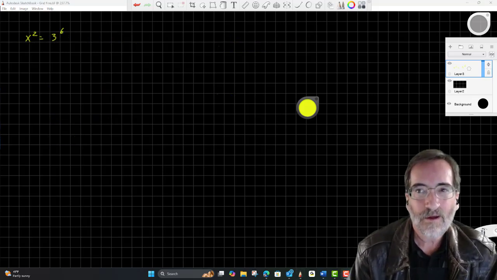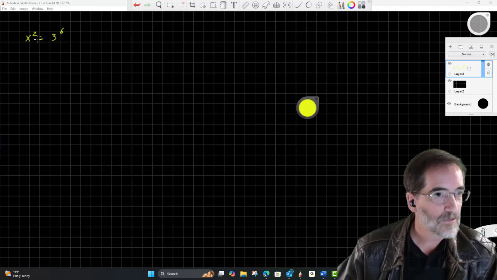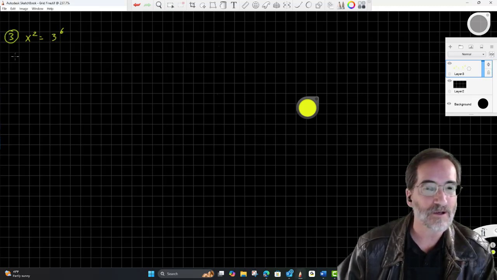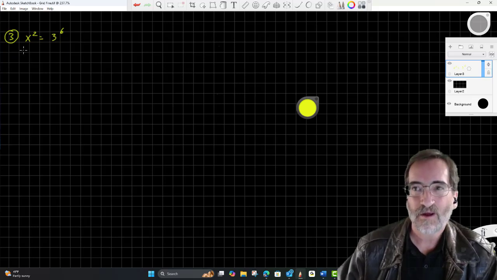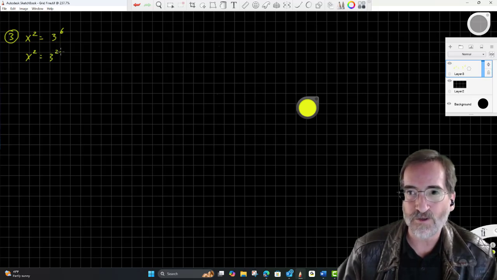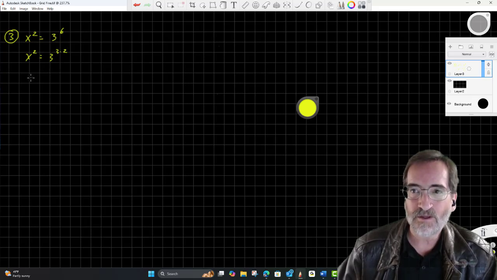Okay, number 3 is asking us to solve this equation by inspection. In other words, by thinking about it. Here's the way I think about it. 3 to the 6th is the same as 3 to the 3 times 2. And using the power of powers rule, I think this is 3 to the 3rd squared.